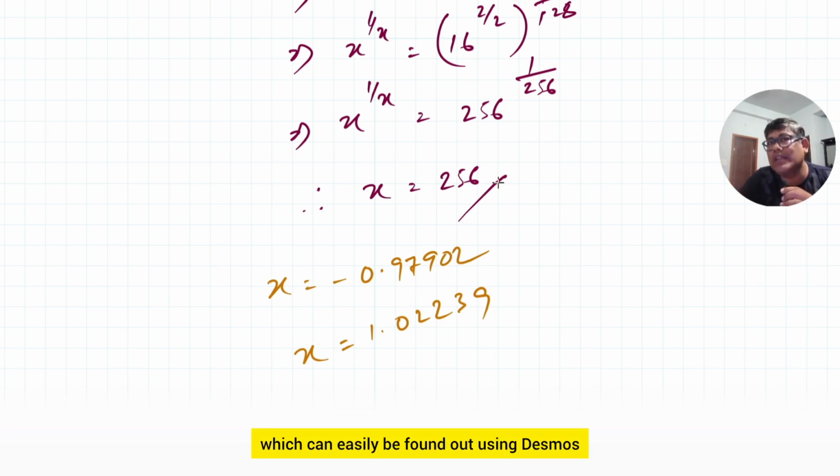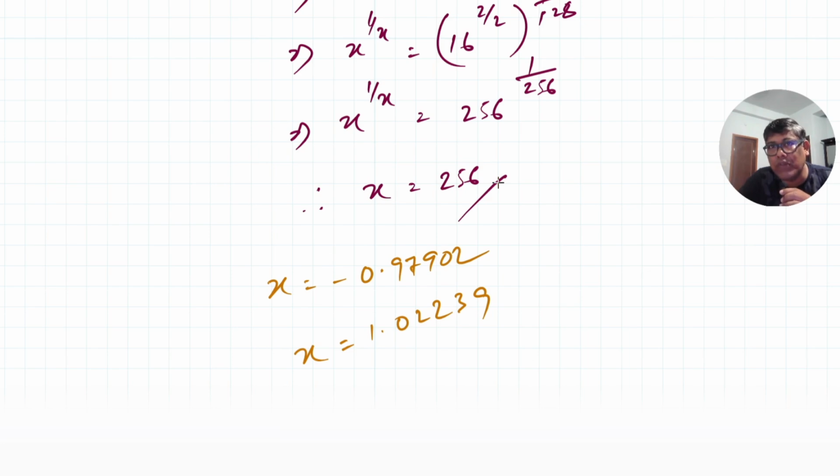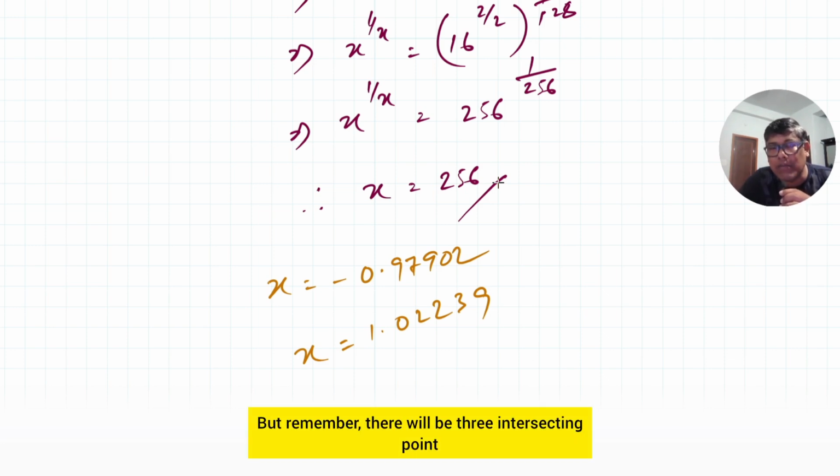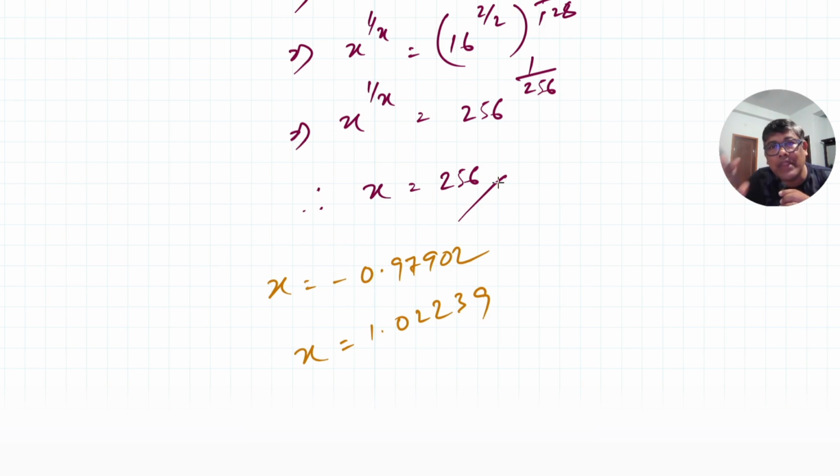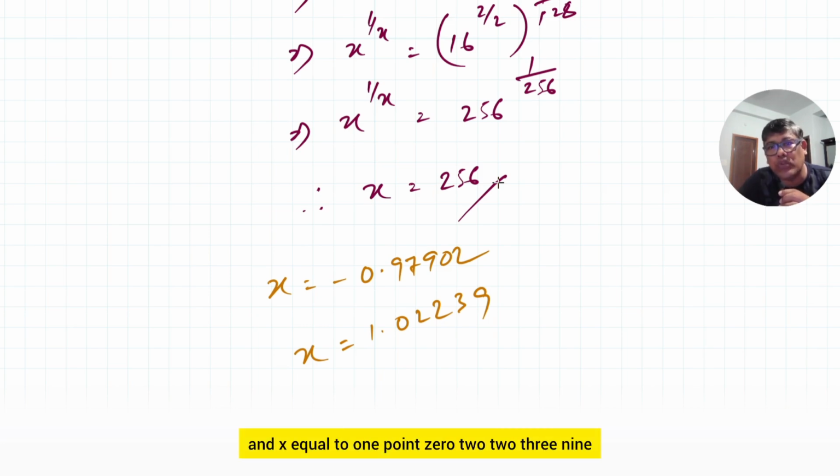The two other values can easily be found using Desmos. Now, be very careful when this type of question is given, because always remember, most probably that's a trap and in most cases you will only write one of these answers. But remember there will be three intersecting points, and in this case we have x equal to 256, x equal to negative 0.97902, and x equal to 1.02239.